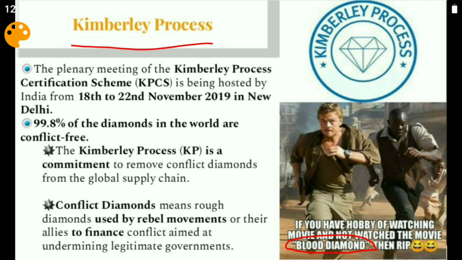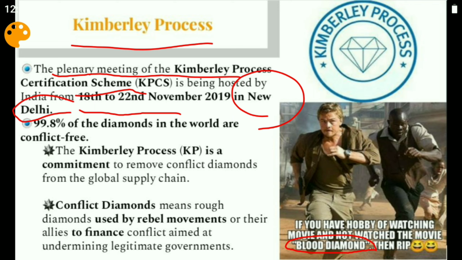And this Kimberley Process: the plenary meeting of the Kimberley Process Certification Scheme, that is KPCS, is being hosted by India from 18 to 22nd November 2019 in New Delhi. Though it is hosted in New Delhi, in that respect it is very, very important. And guys, remember, 99.8% of the diamonds in the world are conflict free. Such good news. And the Kimberley Process is a commitment to remove conflict diamonds from the global supply chain.